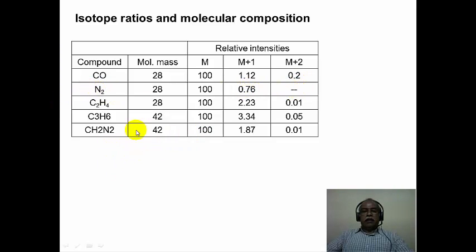In the case of ethylene and C6H6 and diazomethane kind of molecules, ethylene has a molecular weight of 28, same as carbon monoxide and nitrogen. That will also have a higher isotope, but the m+1 isotope ratio is very different in these cases. So from the ratios one can actually calculate the elemental composition of the molecule.